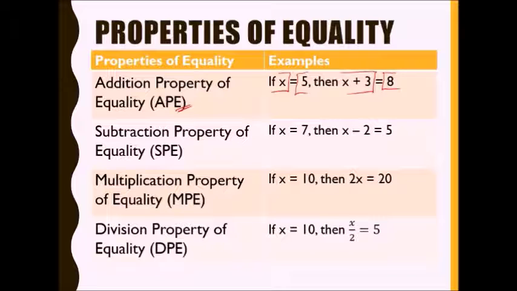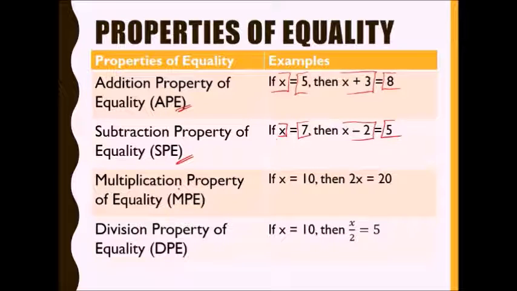Next, for the subtraction property of equality, if we observe the left side first, x becomes x minus 2. So we subtracted 2 from x, that's why it became x minus 2. And 7 becomes 5. How did we change 7 to 5? We also subtracted 2. So since we subtracted on both sides of the equation, that is the subtraction property of equality.